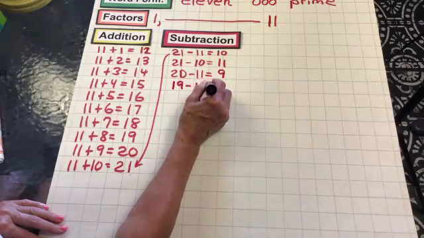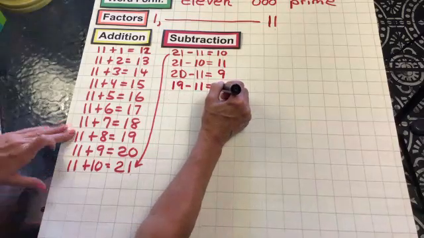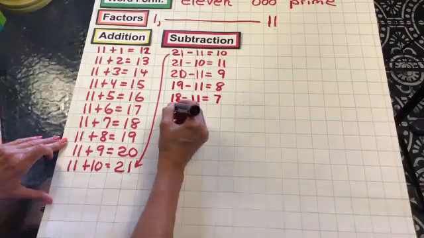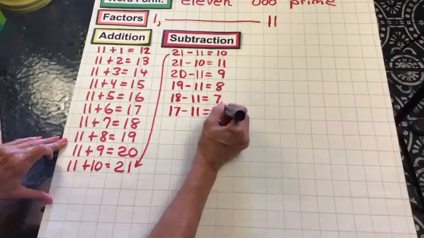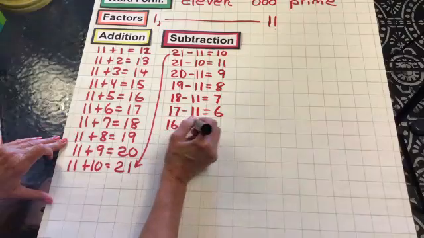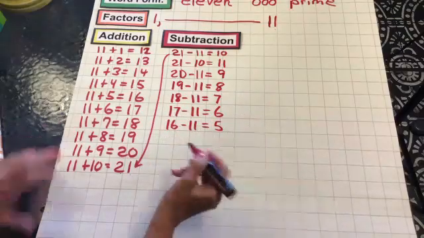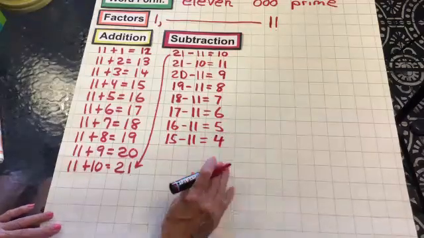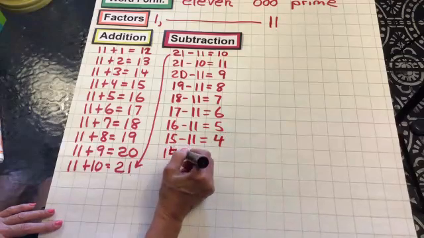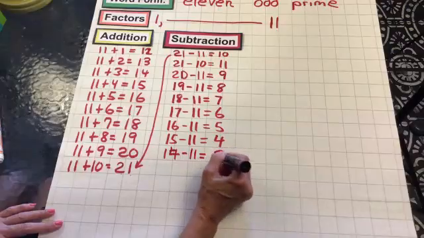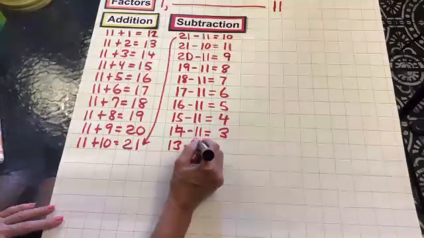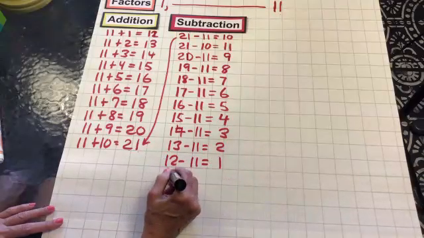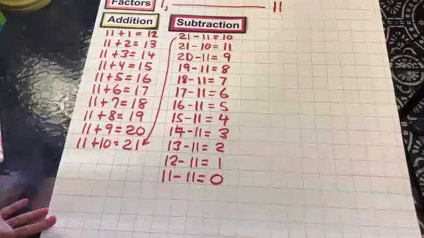19 minus 11 equals 8. Here we go. 18 minus 11 equals 7. 17 minus 11 equals 6. 16 minus 11 equals 5. 15 minus 11 equals 4. 14 minus 11 equals 3. 13 minus 11 equals 2. 12 minus 11 equals 1. And 11 minus 11 equals 0.